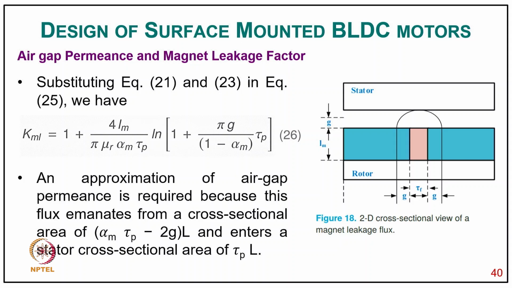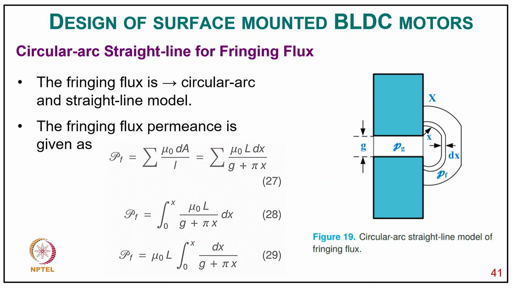An approximation of the air gap permeance is required because this flux emanates from the cross-sectional area of Lm into tau p minus 2g by p into L and enters a stator cross-section area of length tau p into L, as you can see in the figure.